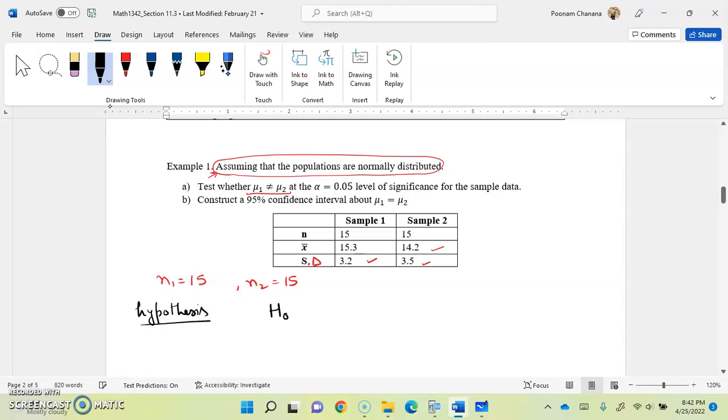So we need to write the null hypothesis, that would be mu1 equal to mu2. Alternate hypothesis, we need to check mu1 is not equal to mu2. Those are our hypotheses. Alpha is given to be 0.05. We need to run a two sample t-test. Because they are not given as dependent, we are assuming they are independent.